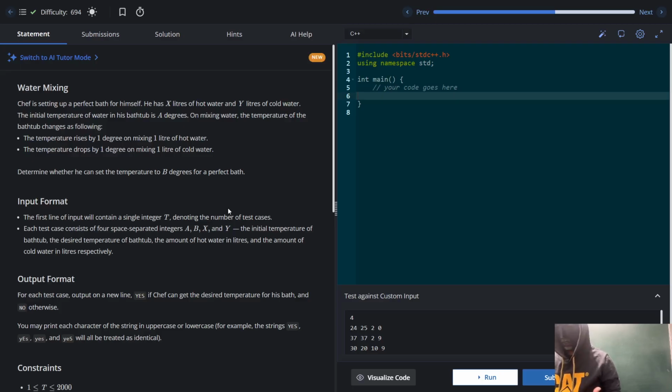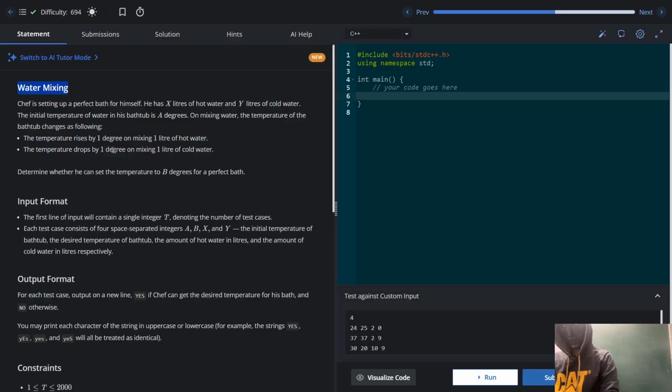So in this video, I'll be explaining the water mixing problem. Let's read out the problem. Chef is setting up a perfect bath for himself. He has X liters of hot water and Y liters of cold water. The initial temperature of water in his bathtub is 8 degrees. On mixing water, the temperature of the bathtub changes as follows. The temperature rises by 1 degree on mixing 1 liter of hot water, and the temperature drops by 1 degree on mixing 1 liter of cold water.